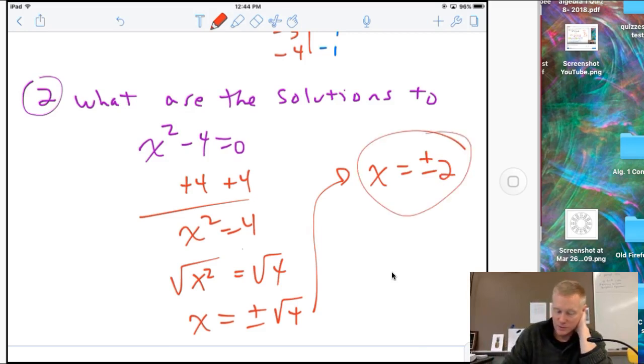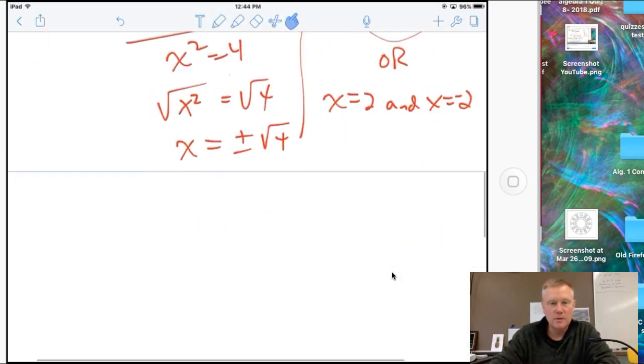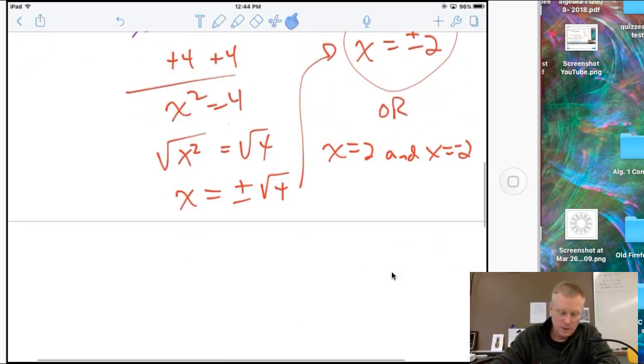It's actually two answers. You could write it like that, or if you want to write x equals 2 and x equals negative 2, you can also write it like that. Either one of those is fine, okay? All right, number 3.